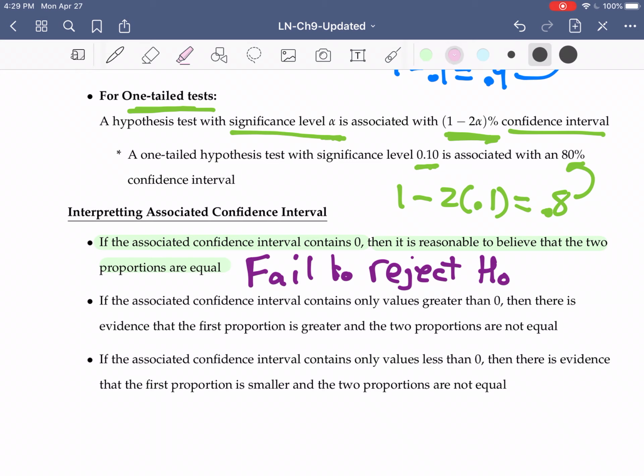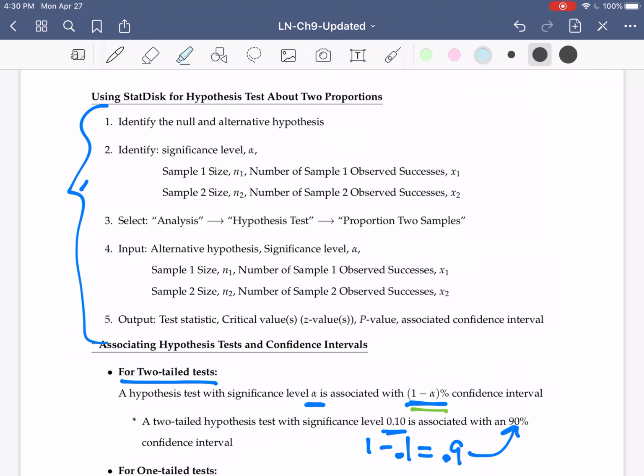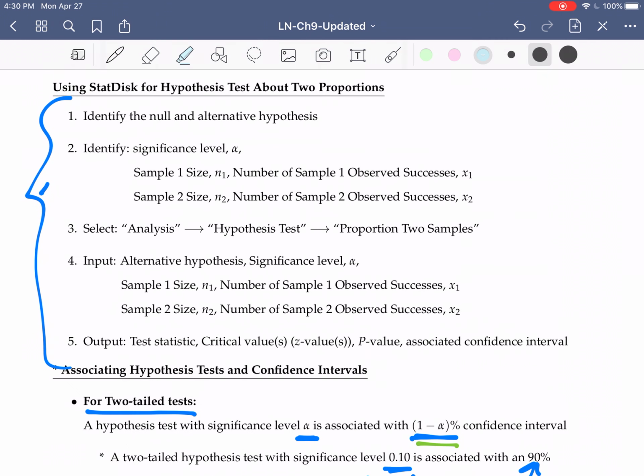If instead we have a confidence interval and it contains only values greater than 0, then we would say there's evidence that the two proportions are not equal, and specifically the way they appear to be not equal is the first proportion appears to be greater. And if it's only negative values, only values less than 0, then the first proportion appears to be smaller than the second. All right, so that is hypothesis tests for two samples dealing with proportions. In the next video, we will look at an example where we will go through some StatDisk with it.